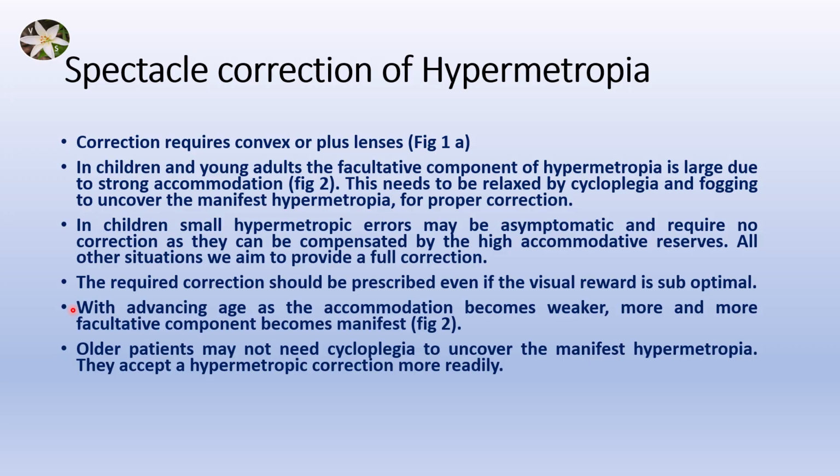With advancing age, as the accommodation becomes weaker, more and more facultative component becomes manifest. Older patients may not need cycloplegia to uncover the manifest hypermetropia. They accept a hypermetropic correction more readily.